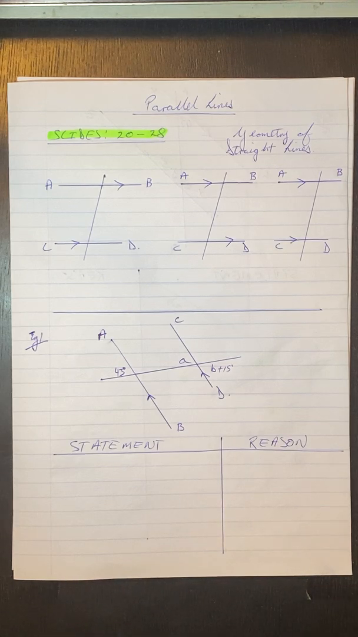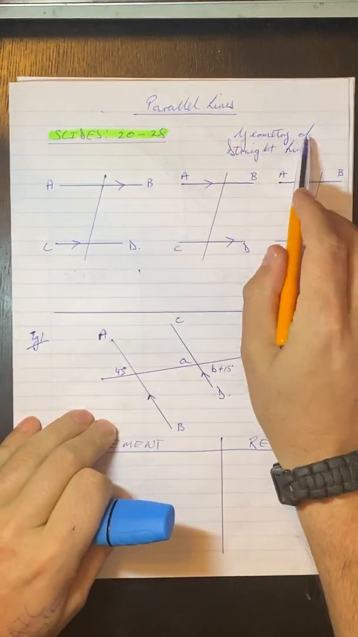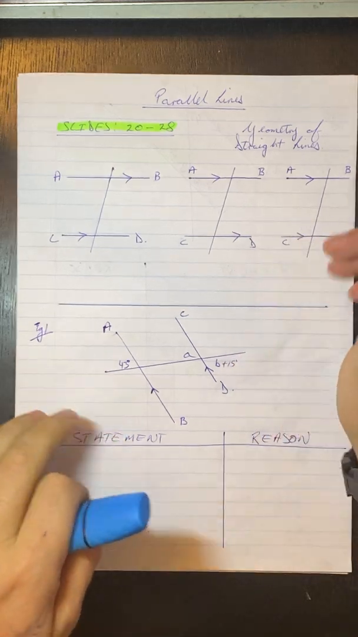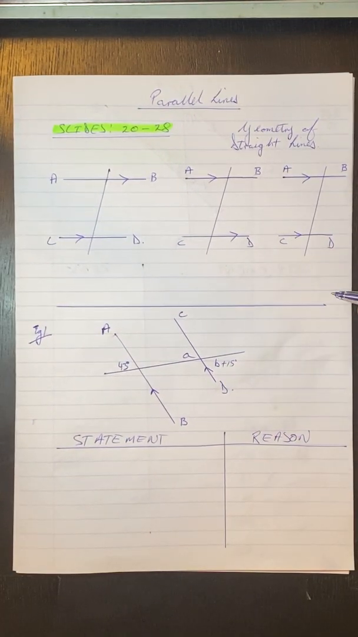Hi, grade 9s. So today we're going on to grade 8 revision of parallel lines, working from slides 20 to 28 from the Geometry of Straight Lines PowerPoint. Okay, so you remember from last year you had three things to do with parallel lines. You had corresponding, co-interior, and alternate angles.